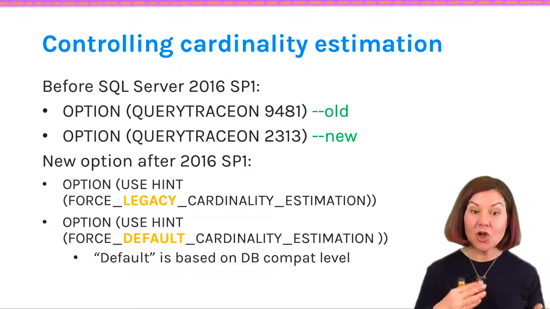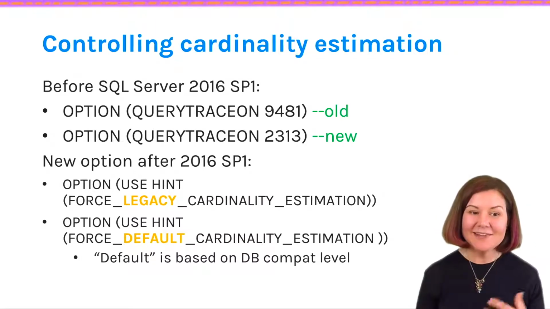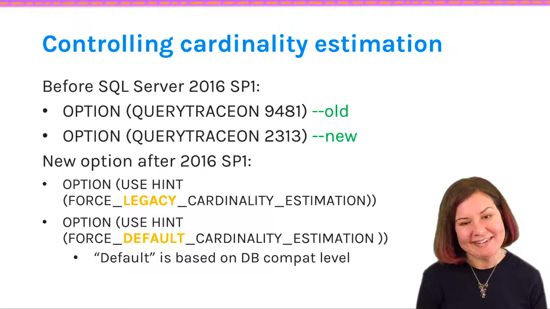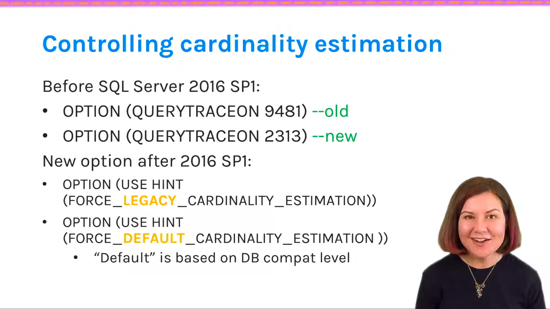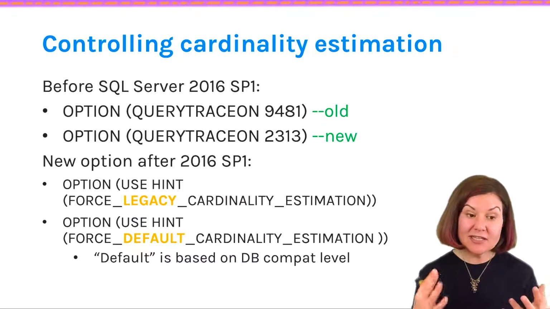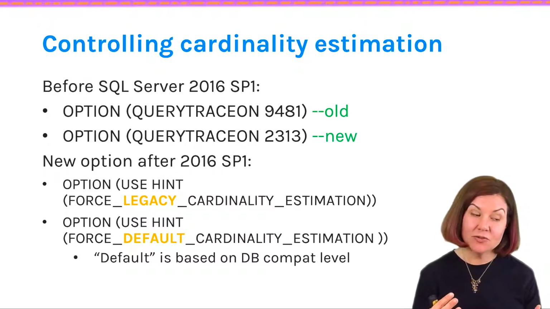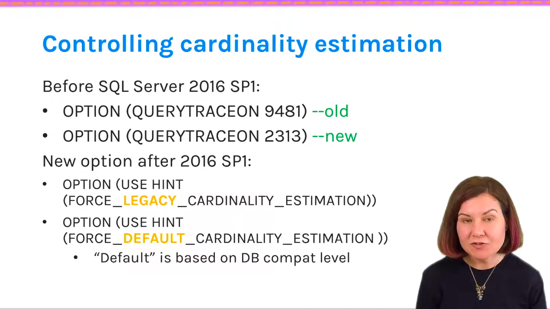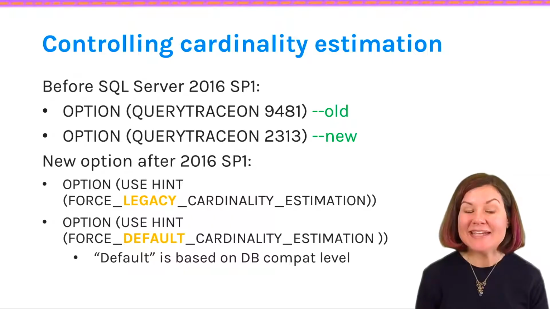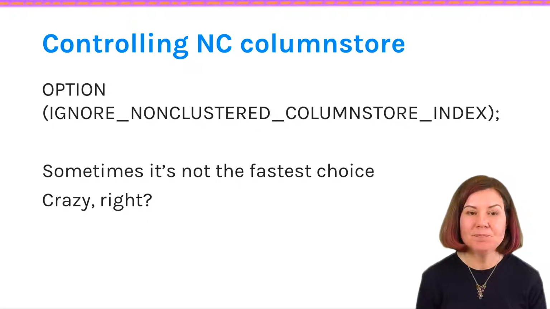The new estimator is called default, and the old estimator is called legacy. What is your default is based on different things in different versions of SQL Server. In SQL Server 2016, we have database level scope that we can use to change cardinality estimation. In SQL Server 2014, it's based on database compatibility level.